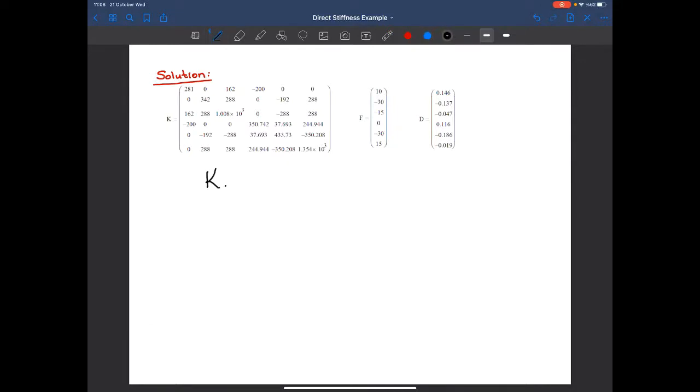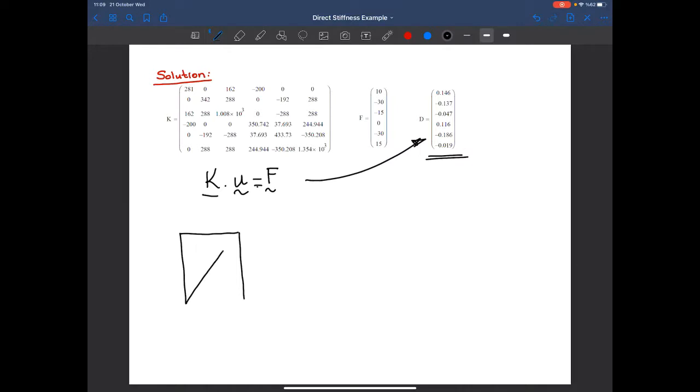K times U is equal to F. You have a 6 by 6 matrix, 6 equations, and once you solve it, you obtain your deformations. Of course, the analysis doesn't end here. We have to recover the member end forces.